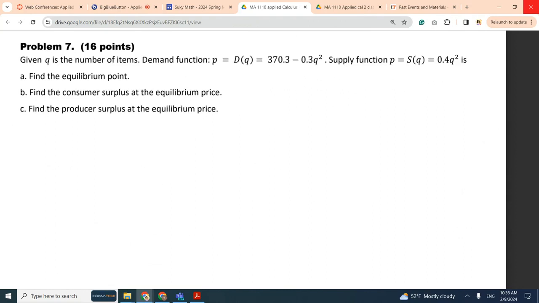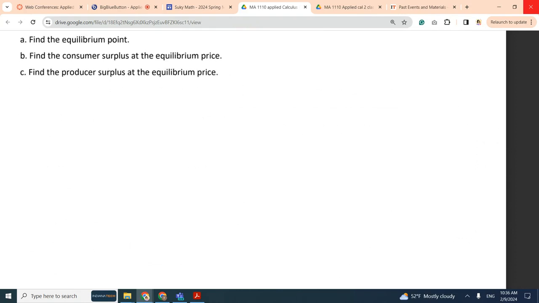Okay, how about here? You have demand and supply. You solve the system of equations and you find the equilibrium quantity and price, right? And then you find the consumer surplus and producer surplus.